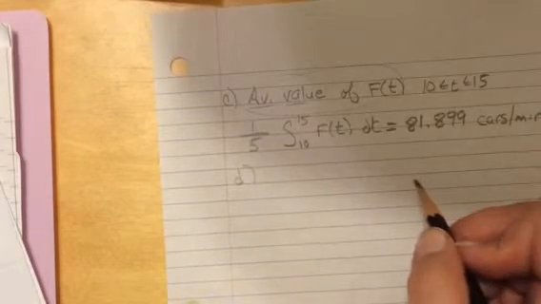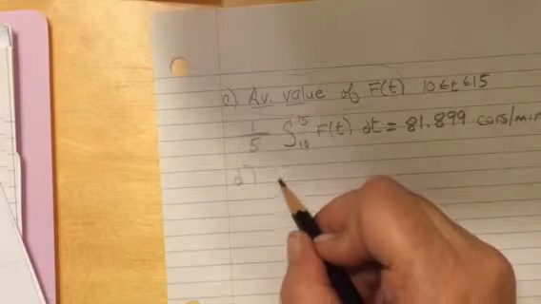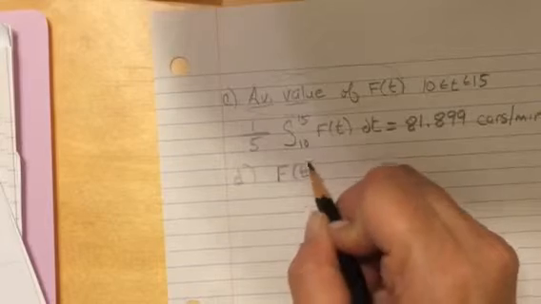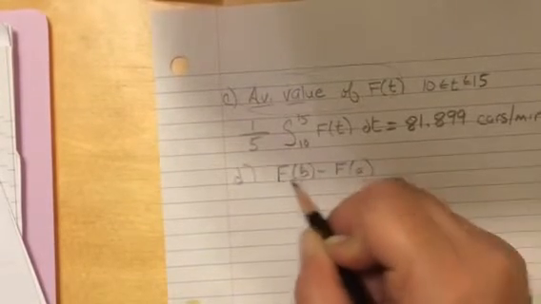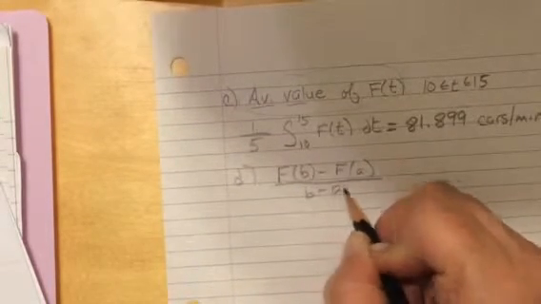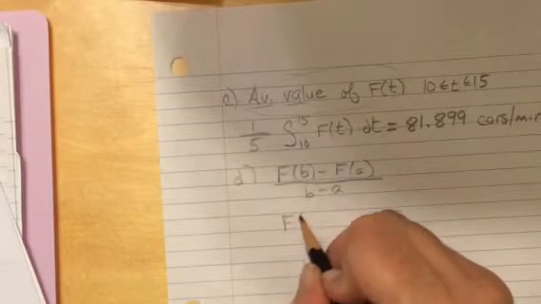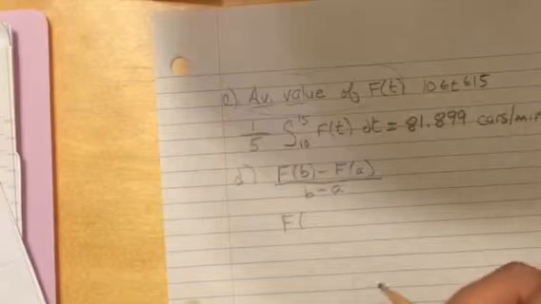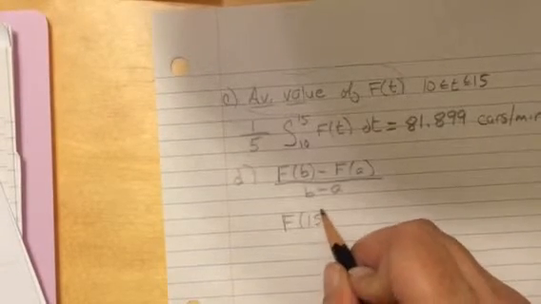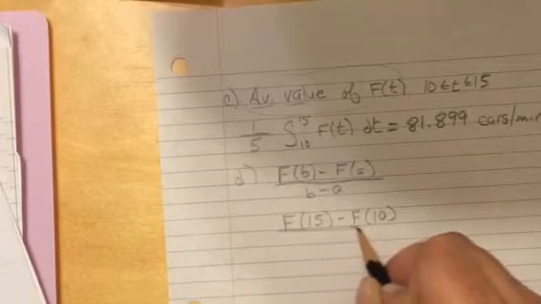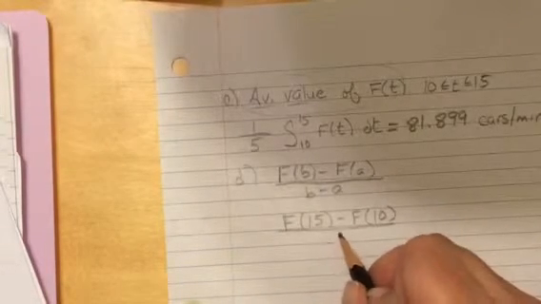Average rate of change. So, okay, average rate of change. Hopefully you'll have that memorized, and that's f of b minus f of a over b minus a. It's just the slope of the secant line. So that's going to be f of, they said over 10 to 15. F of 15 minus f of 10 over 15 minus 10, we know that's 5, right?